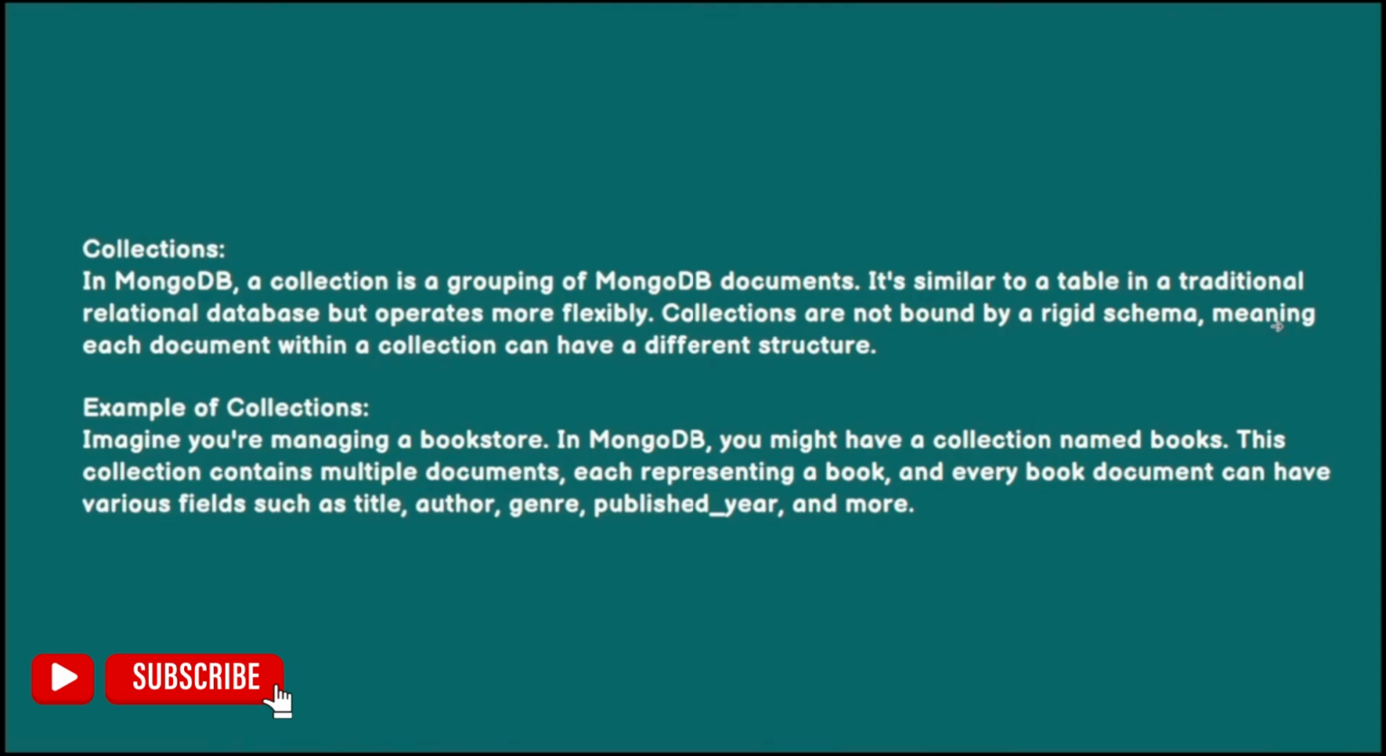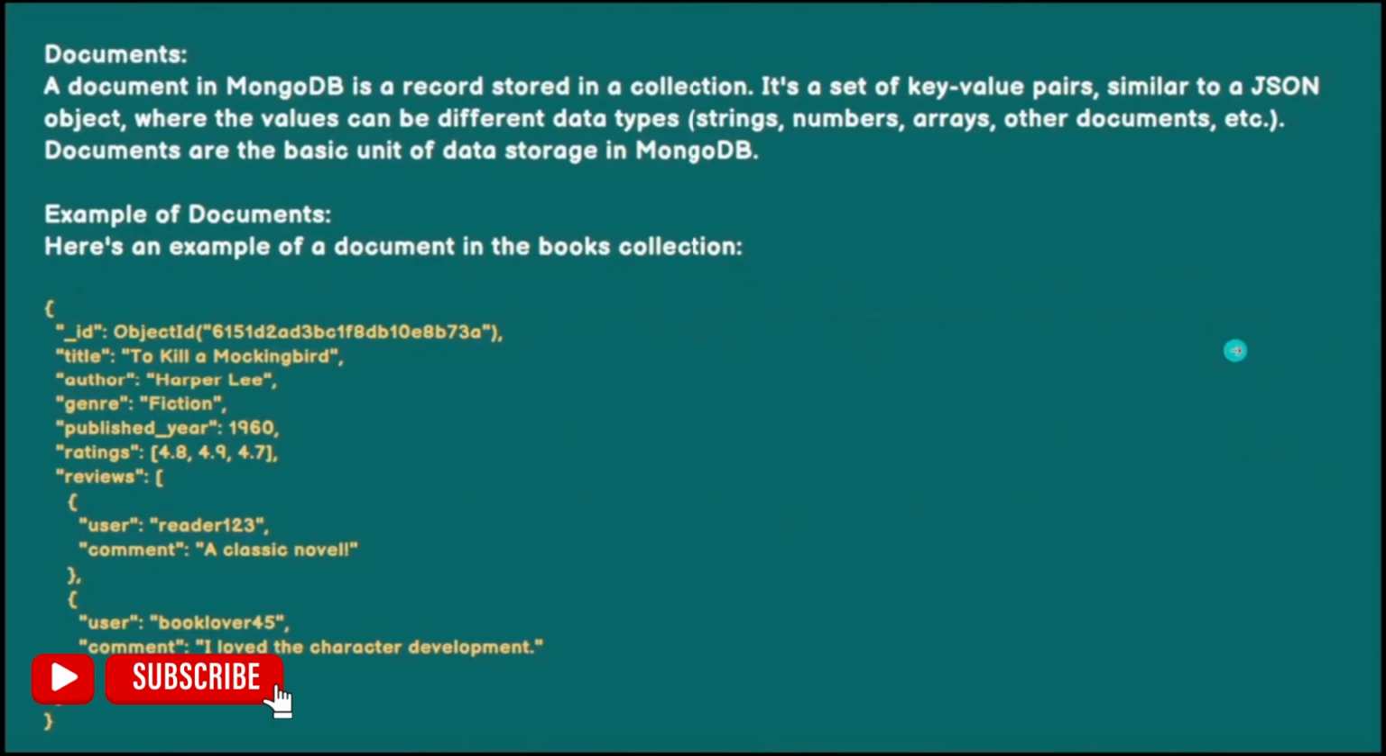An example of a collection: imagine you are managing a bookstore. In MongoDB you might have a collection named books. Similarly, you might have a collection named users, and different collections, right? A collection contains multiple documents. For example, if I have a social media platform, my collection would be a collection of user profiles. Similarly, in a bookstore, my collection would be a collection of all books. Each document represents a book, and every book document can have various fields such as title, author, genre, publish year, and more. You can add more fields to it later on or fewer fields, there won't be any issue, right? Now let's continue with the next definition, that is documents.